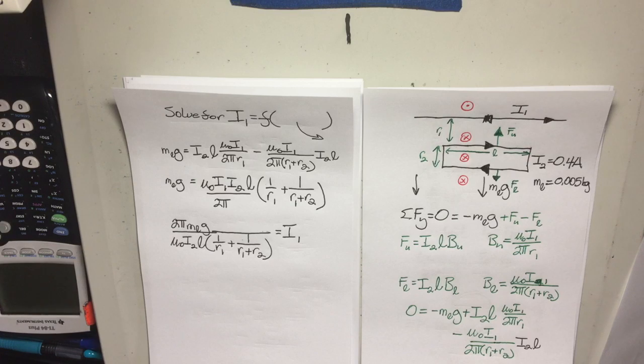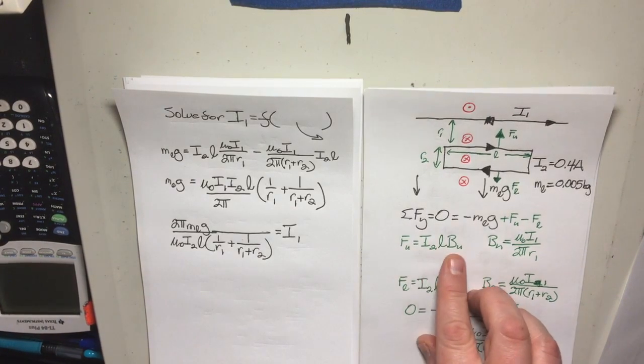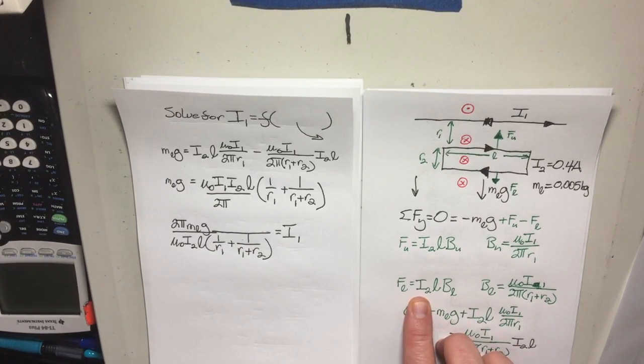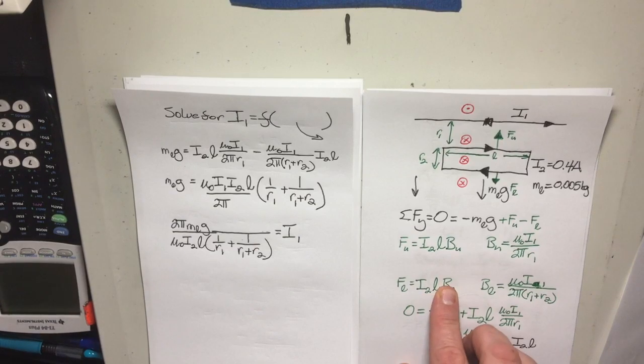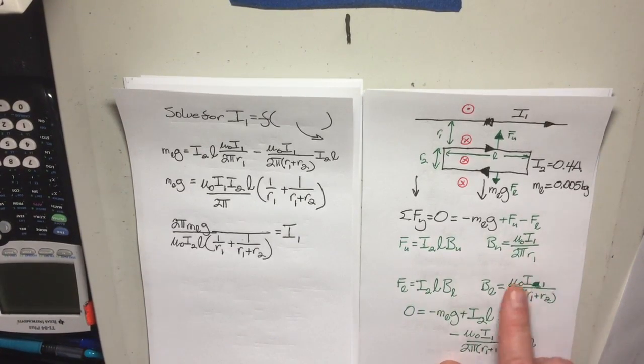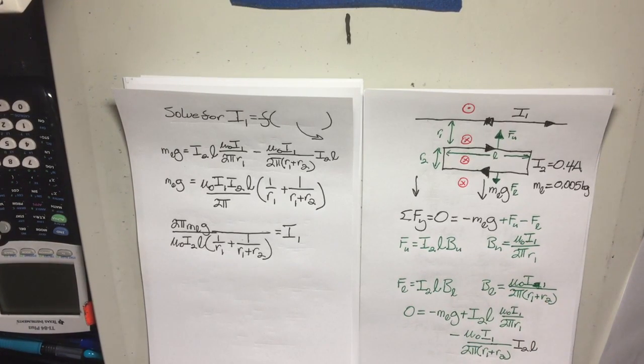Force on a wire, ILB: upper wire, ILB upper; lower wire, I2 again, LB lower. Well, what's the B on the upper? It's this. What's the B on the lower? It's that. You assemble it, you identify that you know everything. I would have given you everything except for I1, and then you solve for it.